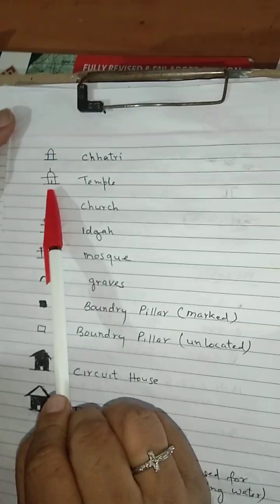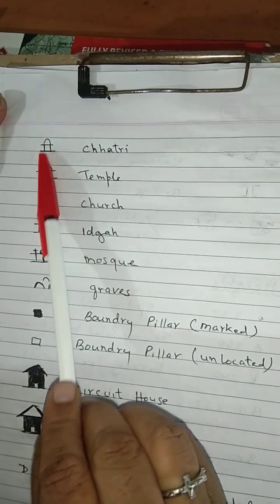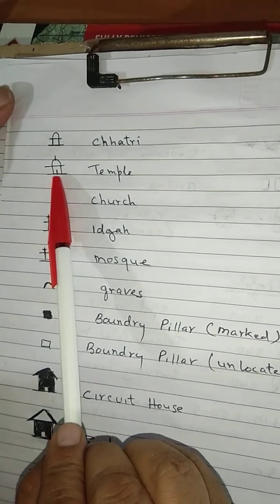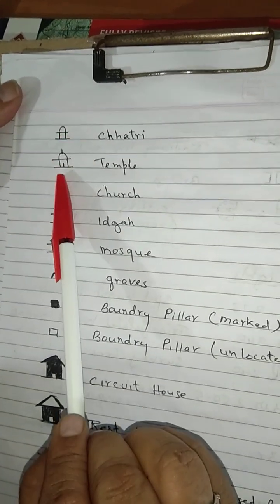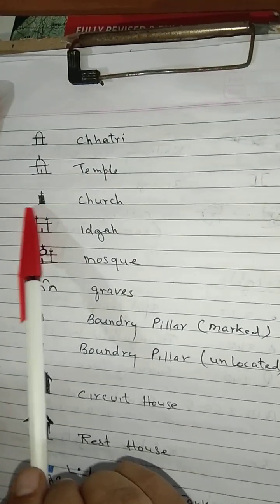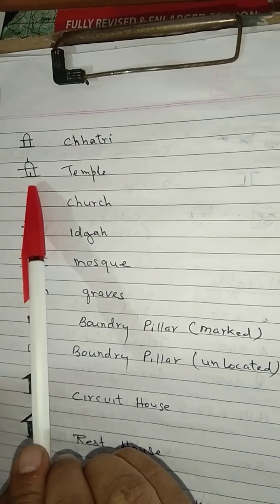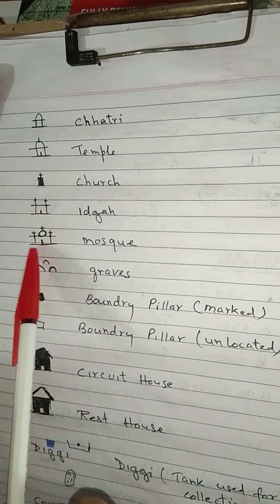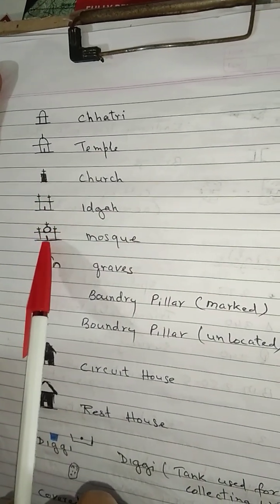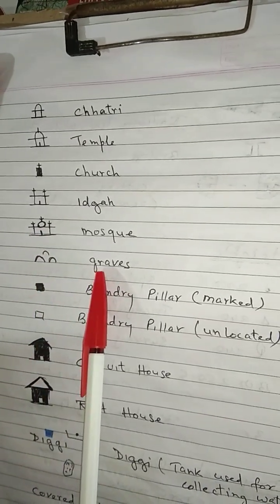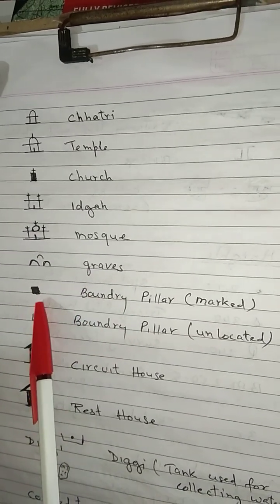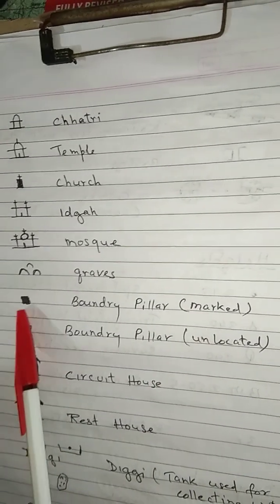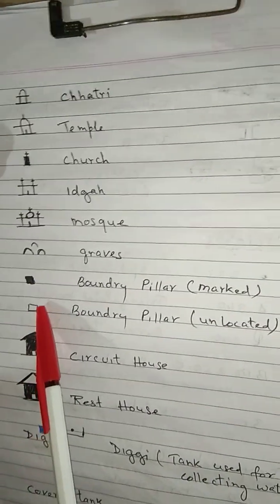Then we have a temple. The temple and the chhatri have just a slight difference. You can see, the temple has something pointed like that. It has a door. The chhatri doesn't have a door, but the temple has a door. Then church. Church hardly comes. Generally you find temples in the map and chhatri also. Very rarely do we see church or Eidgah or a mosque. This is Eidgah, this is mosque. These are graves. And this is a boundary pillar, marked, surveyed. Boundary pillar unmarked. See the difference? You can definitely find the difference.